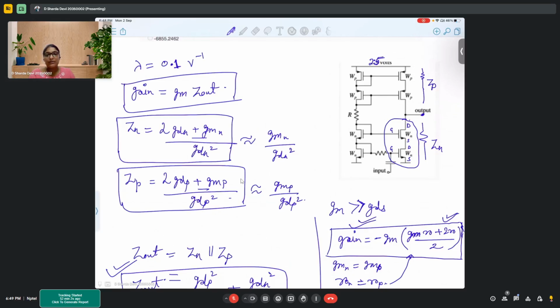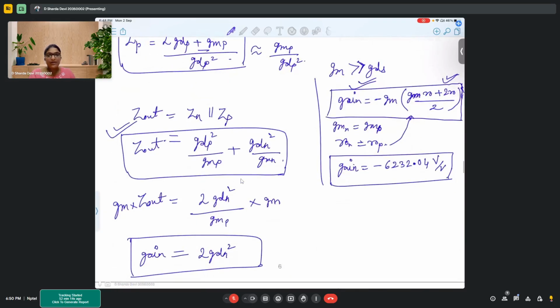So in this gain formula, GM into Z out, which GM are we going to consider? I mean, of which transistor? So here in our case, GM comes out to be the same, right? Because the same current was flowing and the factors were also coming out to be equal. That's why GMN is equal to GMP. And in most of the cases, since the same current is flowing through the devices and considering VGS is almost the same, you will find this kind of scenario only.